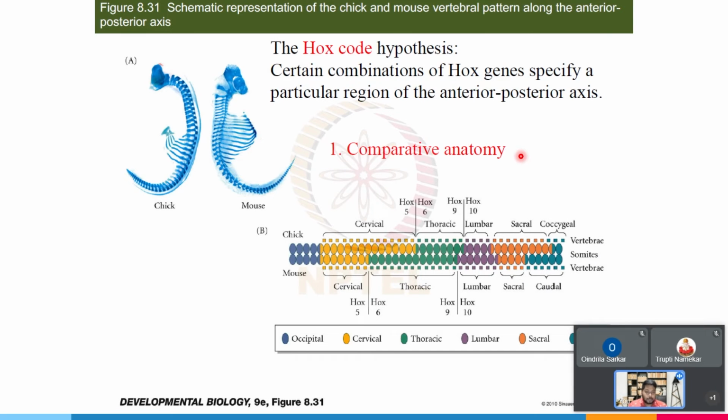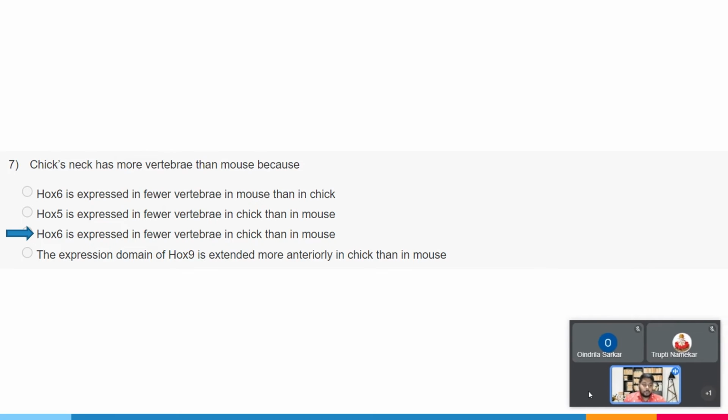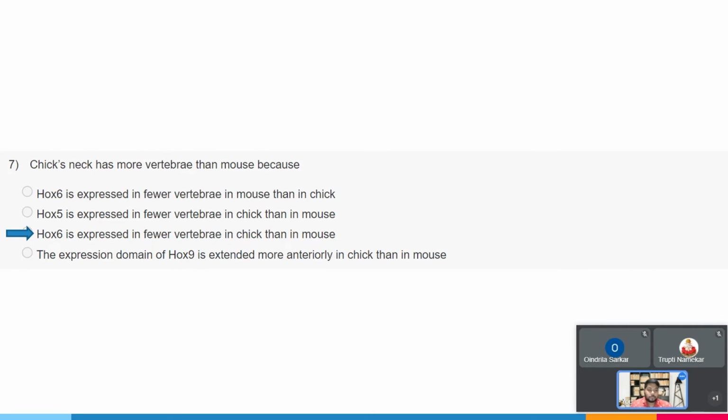And here we have the evidence the other way around. If the Hox gene is present, the particular structure develops for a longer region. So both of these suggestive evidences help in proposing the Hox code hypothesis. So that is also done. Anyone wants to add anything to this? So the correct option is number C.